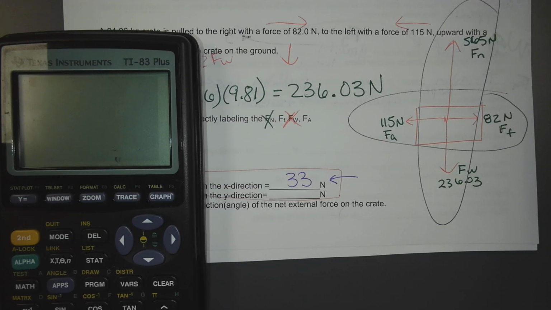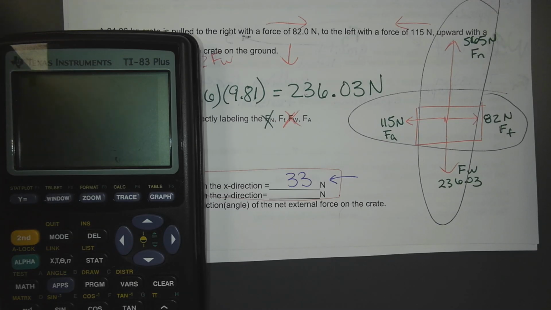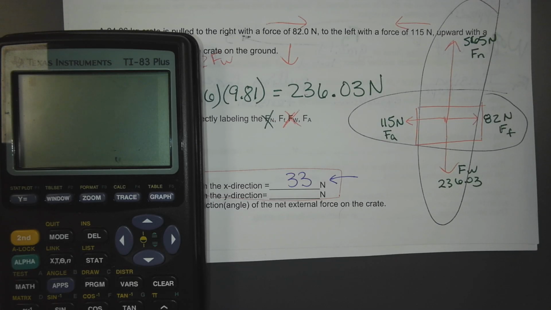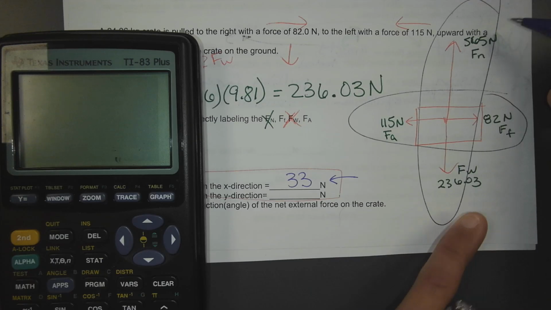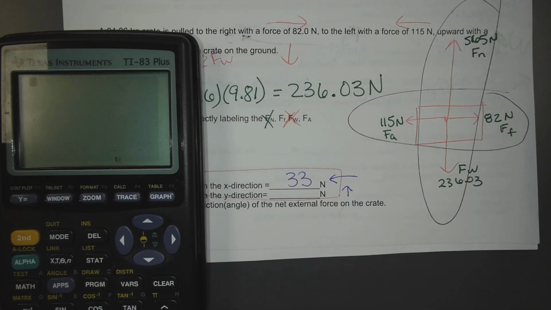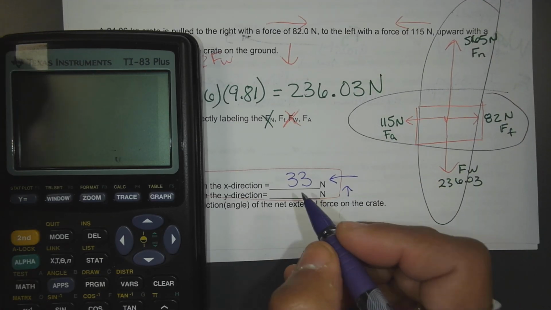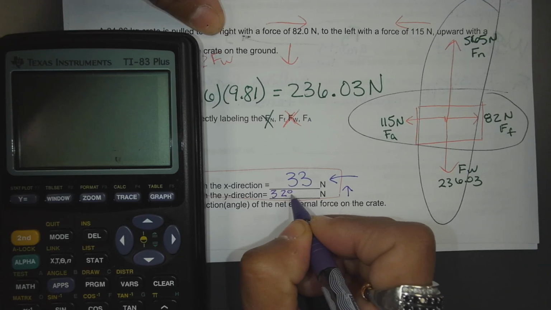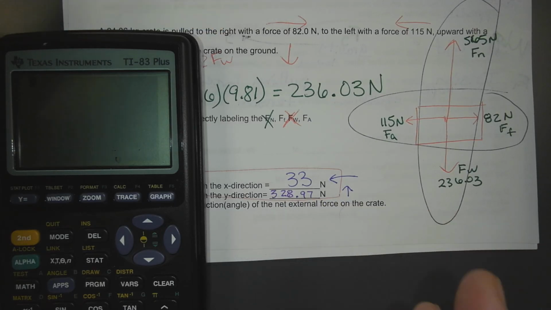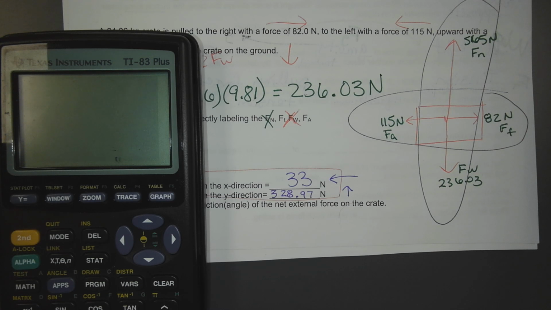And then the next question says, let's look at this one and do this in the horizontal direction. Between those two numbers, up is going to win. So up, and I got, double check my number, I think 328.97, give or take, depending on how you round.